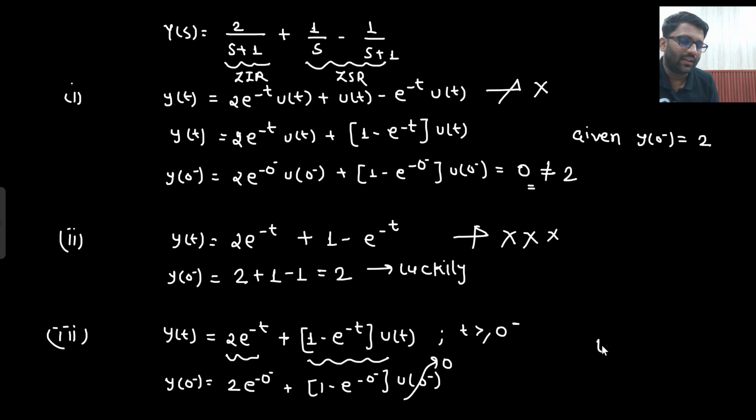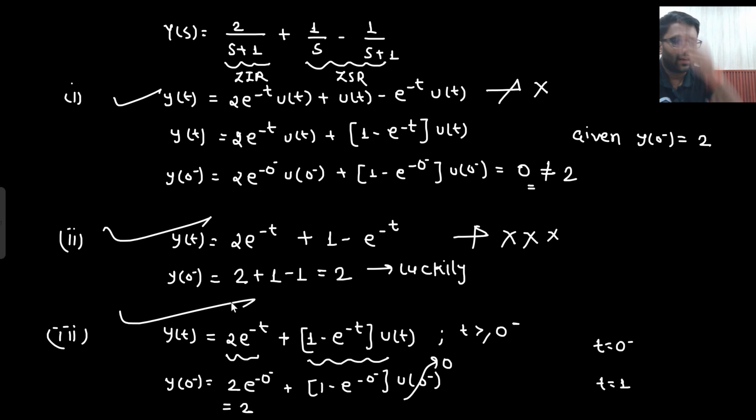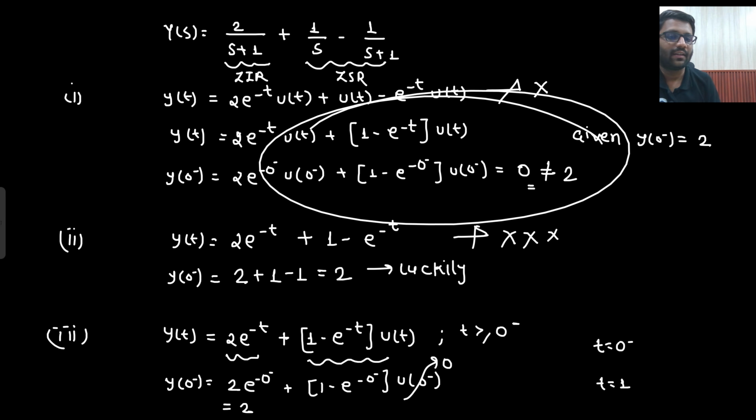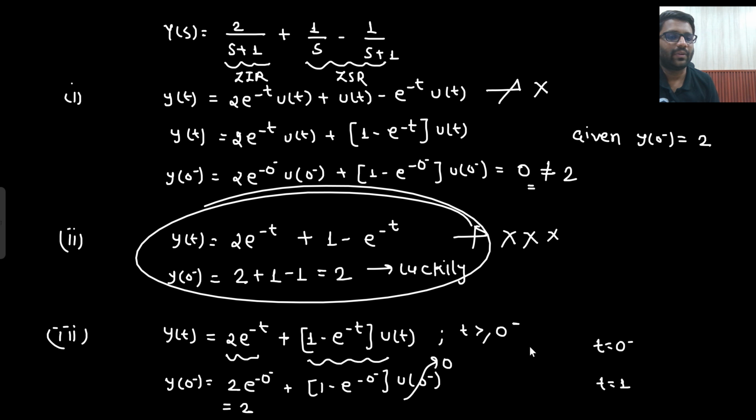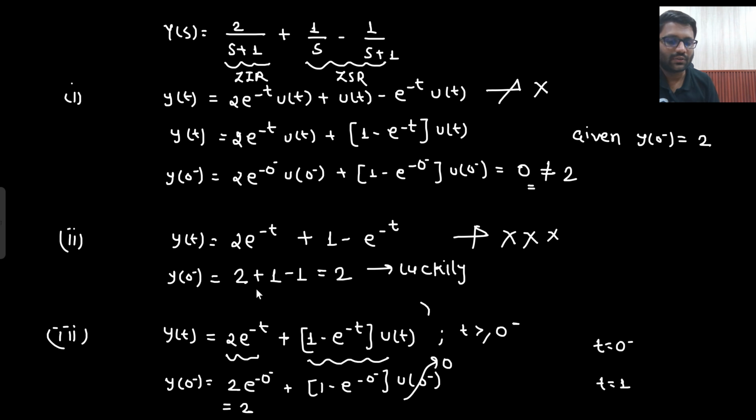If I say at t equals to 0 minus, this part will be gone, but this part will be in action, so this will give 2. But if I say at t equals to 1 second, this will also be in action and this will also be in action. So at t equals to 1 second, if you find the value here, here or here, everyone will give you the same result. But at t equals to 0 minus, the results were different here. Even though here also the results would have been different, luckily we got the correct answer. So this is the correct way.